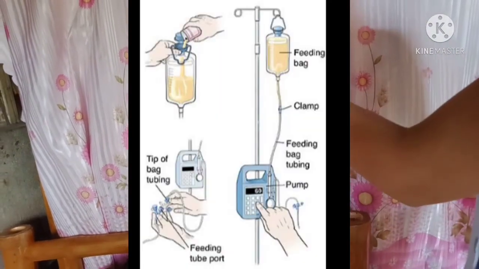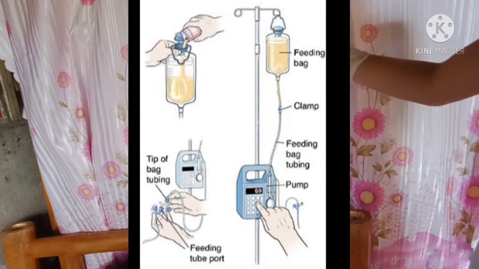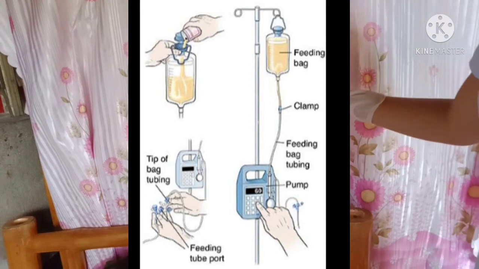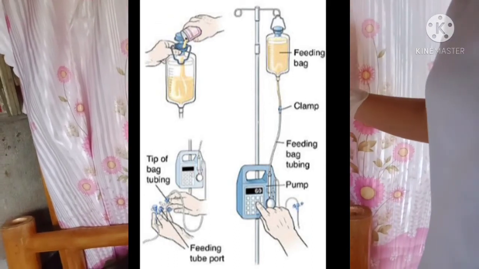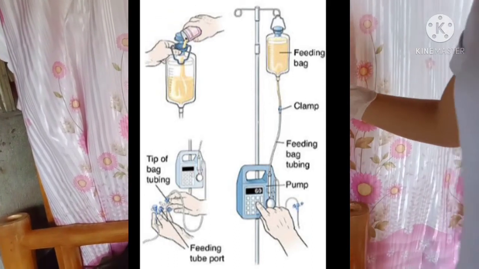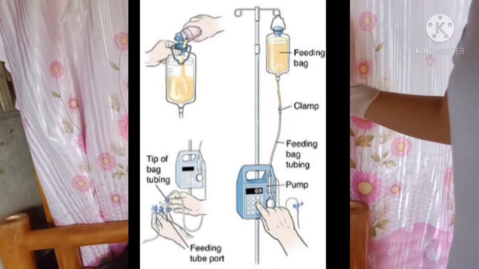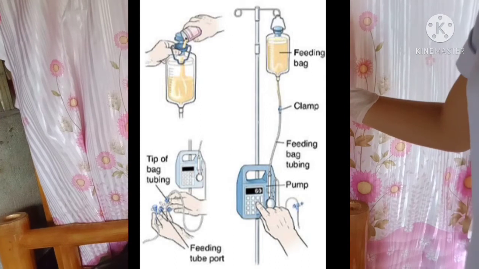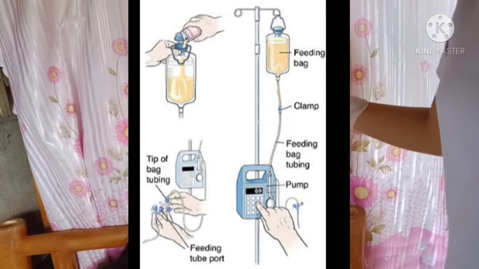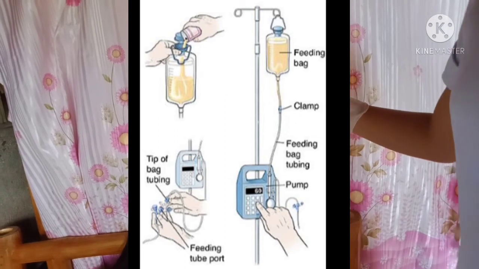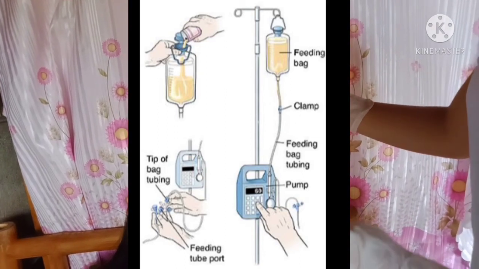For the continuous drip method, we have to hang the feeding bag and tubing on an IV pole. So, the continuous feeding method is designed to deliver a prescribed hourly rate of feeding, and this method reduces the risk of abdominal discomfort. Clients who receive continuous drip feeding should have residuals checked every 4 hours and tube placement verified.